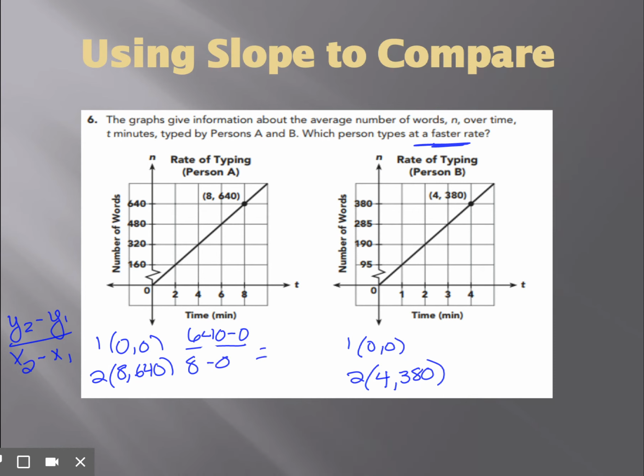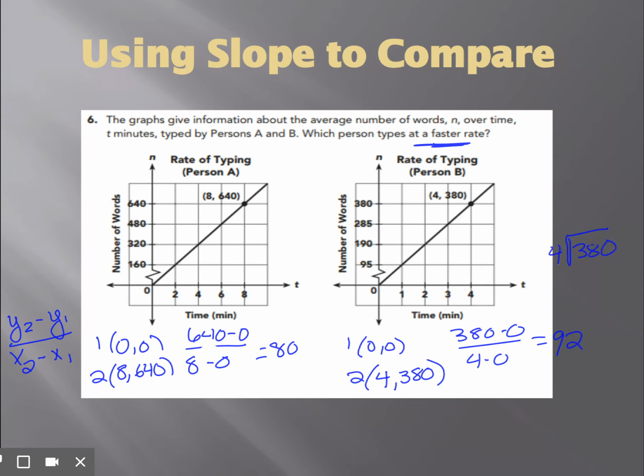Okay, so 640 divided by 8 would simply be 80. And then we would have 380 divided by 4 would be 92. Just prove that with my long division. I should say check that with my long division.